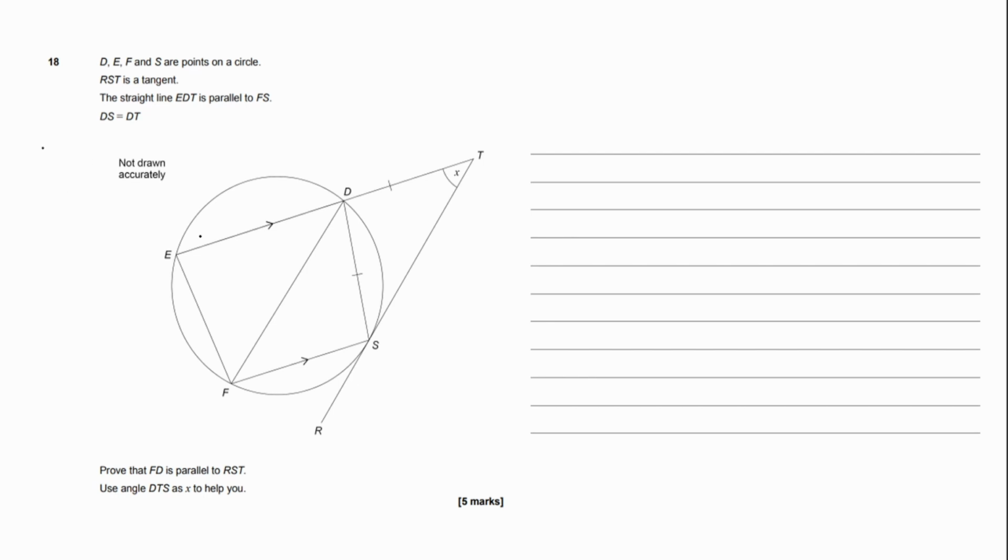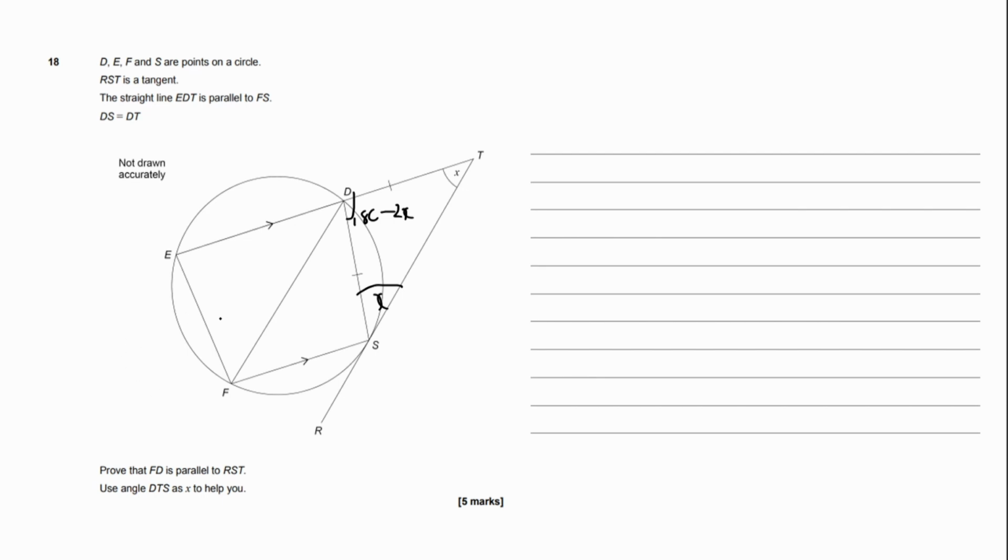Okay, this question, question 18, is a circle question, and we're asked to prove that FD is parallel to RST. This is quite simple. You have two lines which are equal, so it must be an isosceles triangle. So you're going to have x here, you get 180 minus 2x, because angles in a triangle add up to 180. Now notice that I'm not writing down these statements, but in the exam you should, because this is what gets you marks, and it's your working out.